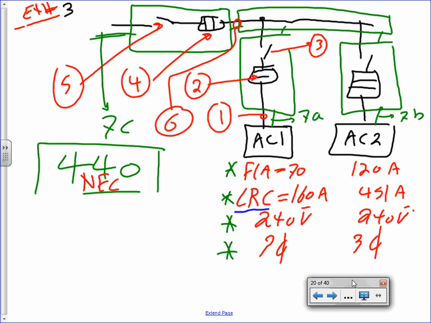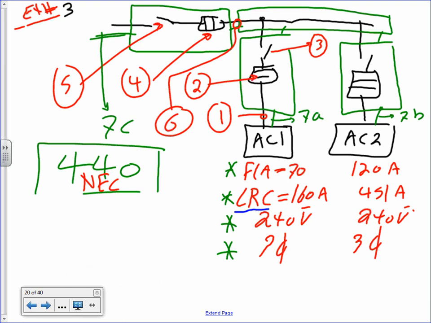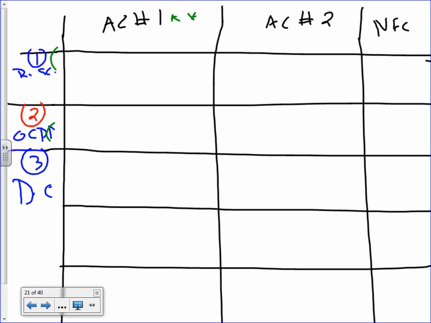The only difference is our system is 480. Our system, like in the project, right? We're running everything at 480. We're not running chillers at 240. We could, but our project is not running chillers at 240. Okay, go ahead and draw this table, guys.